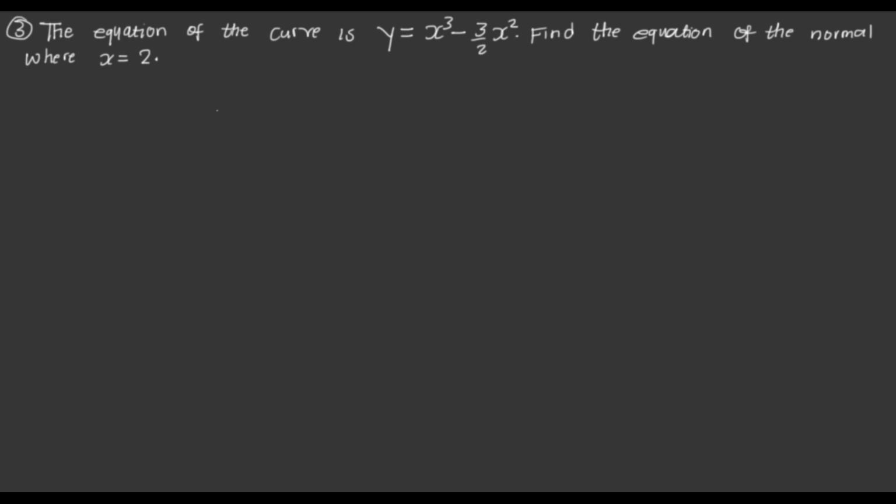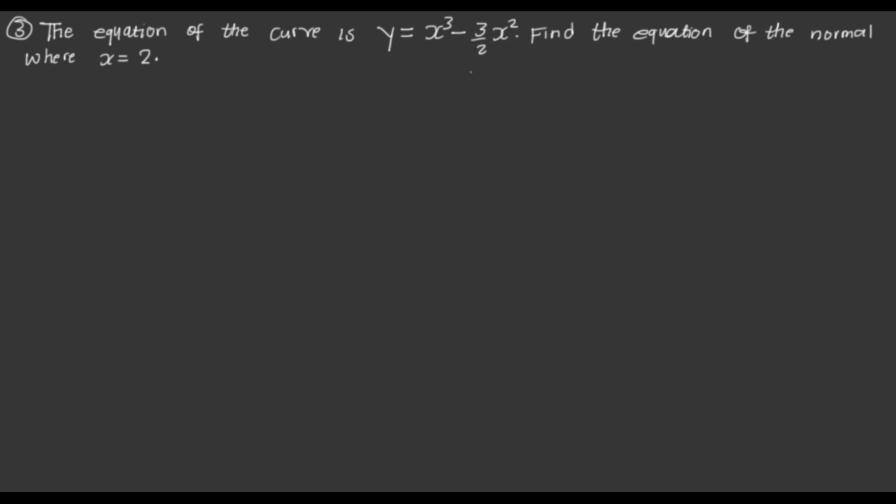Okay, let's move on to example 3. The equation of the curve is y is equal to x raised to the power 3 minus 3 over 2 x raised to the power 2. Find the equation of the normal where x is equal to 2.